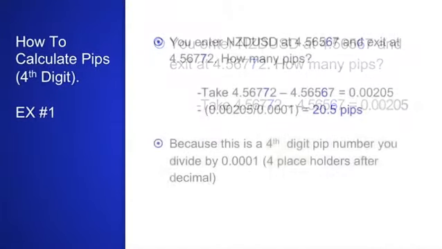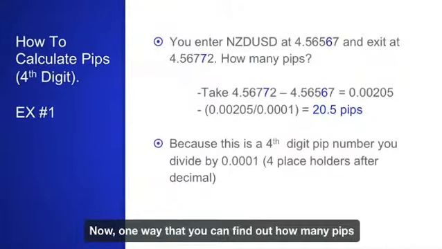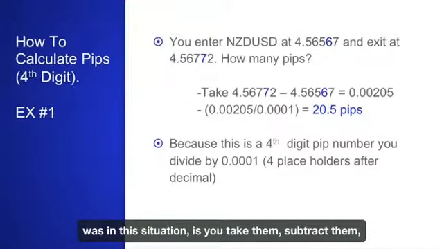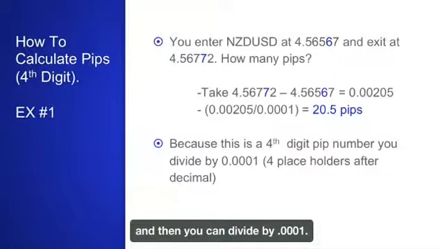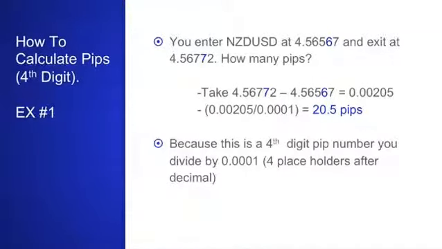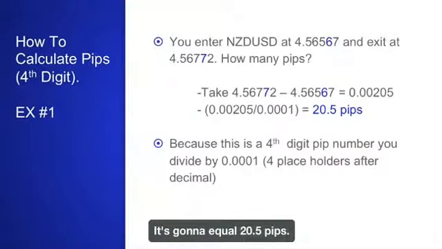0.00205. Now one way that you can find out how many pips was in this situation is you take them, subtract them, and then you can divide by 0.0001. Is going to equal 20.5 pips.